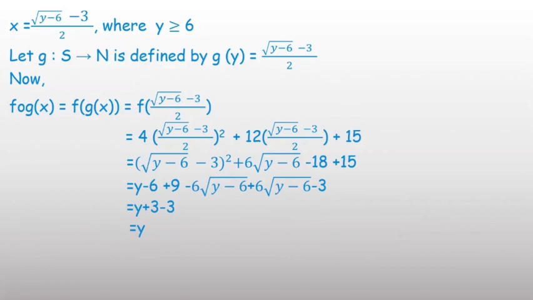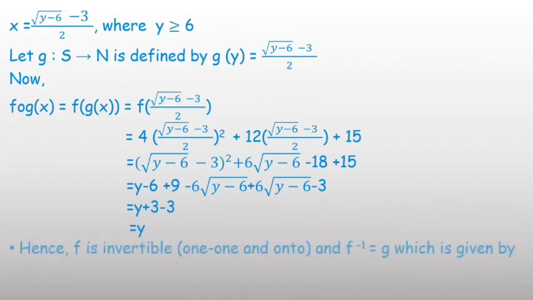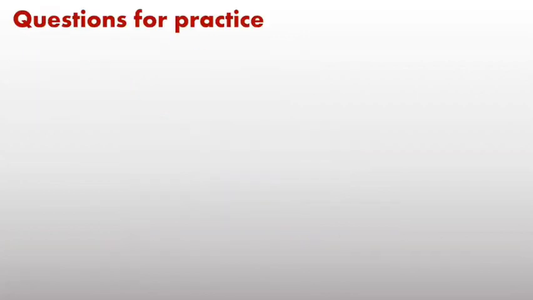Since f of g and g of f both are identity functions, therefore you can say function f is invertible, or function f is one-one and onto. And if a function is one-one and onto, then function g is known as the inverse of f, or f inverse of x equals (square root of (x minus 6) minus 3) upon 2.